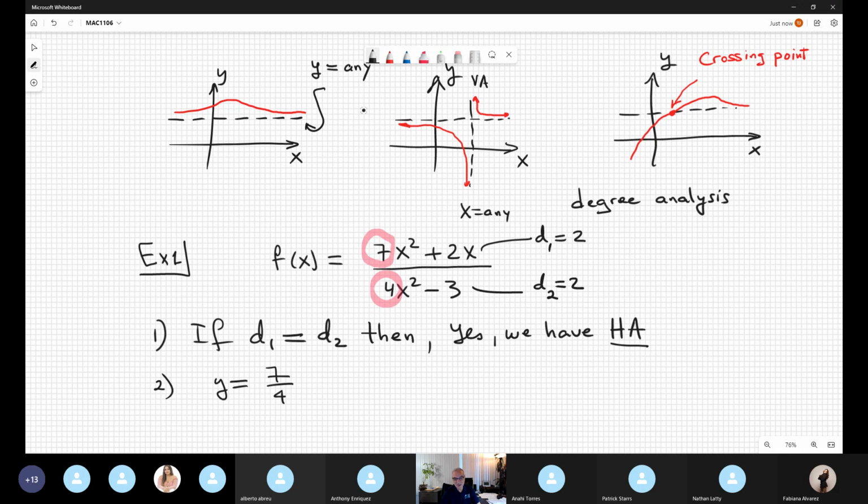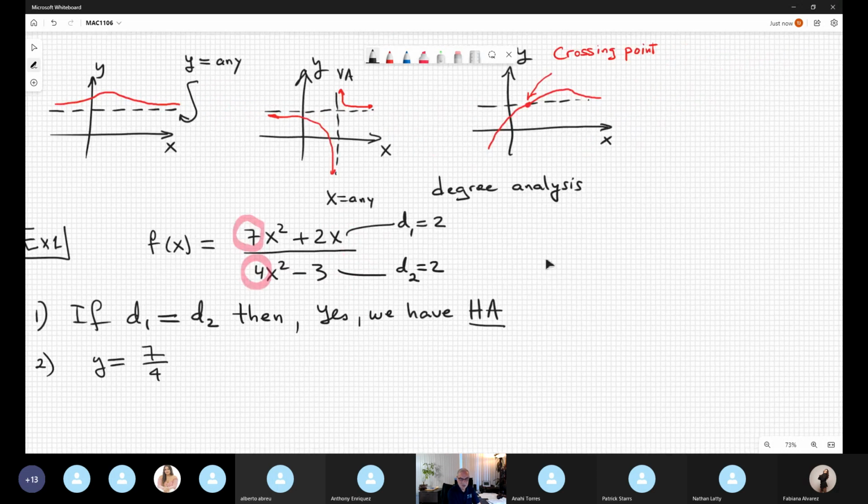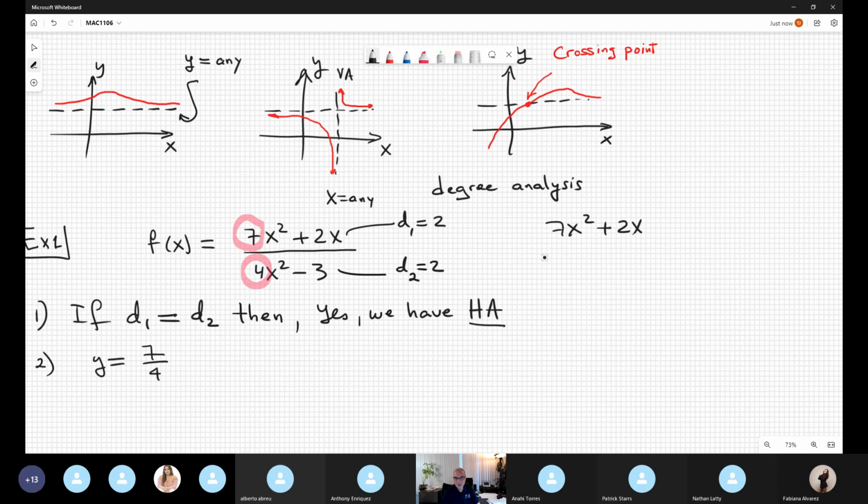What is the reason? It's easy to understand. Look, this is a polynomial, 7x squared plus 2x, and this is another polynomial, 4x squared minus 3. The polynomial on the top is formed by a quadratic and a linear term. Both are increasing, of course, but the quadratic is increasing faster because it's a square. Therefore, you can consider that this is the dominant.